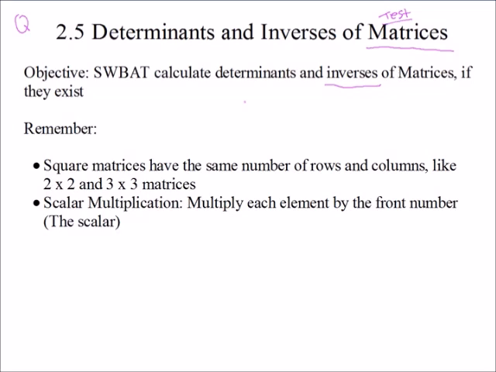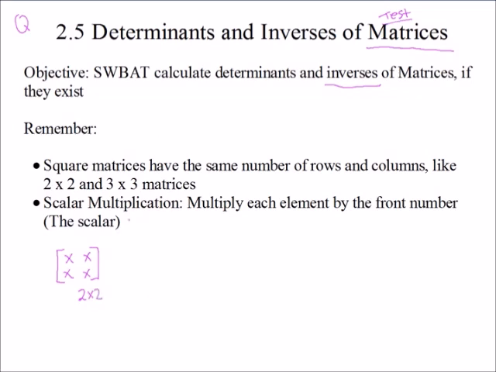I want you to remember, square matrices have the same number of rows and columns, like a 2x2 and a 3x3 matrix. So here's an example of a 2x2 matrix. We have 2 rows and 2 columns. So this is a 2x2, 3x3, 4x4.